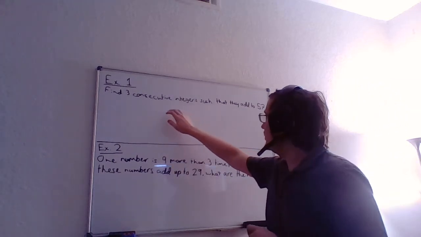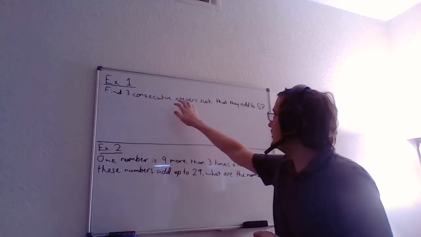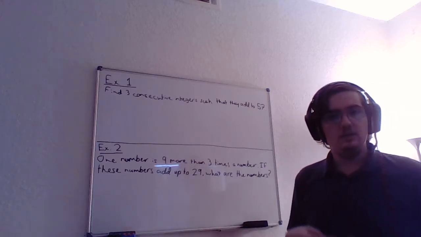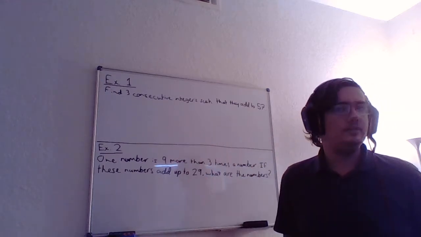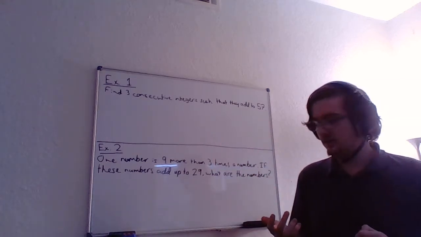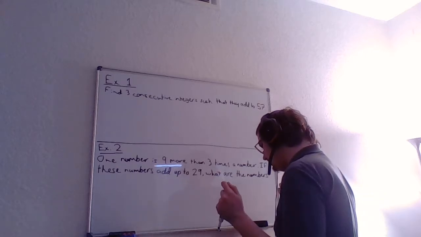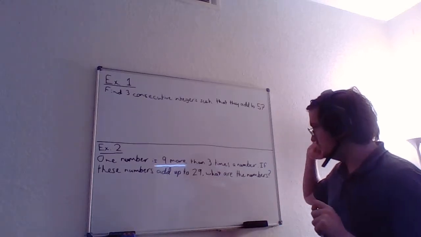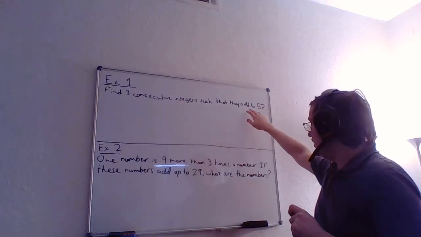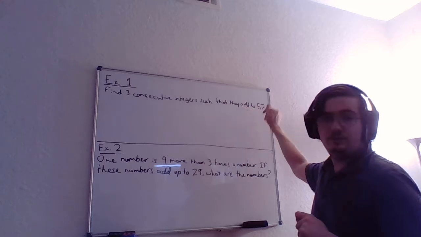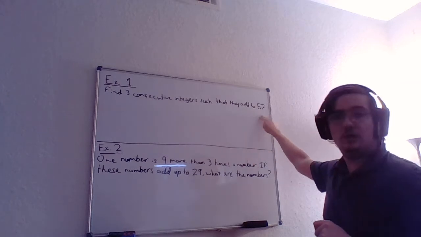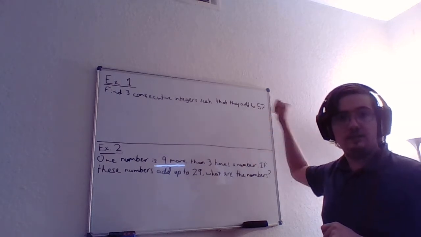So we know that we have three consecutive integers. Now, consecutive just means that it's one after the other. So 1, then 2, then 3, those are consecutive. 15, then 16, then 17, again, consecutive. So we just want to find three consecutive integers that all add to 57, right? So we're going to end up at some point adding them up. So that's what that tells me.